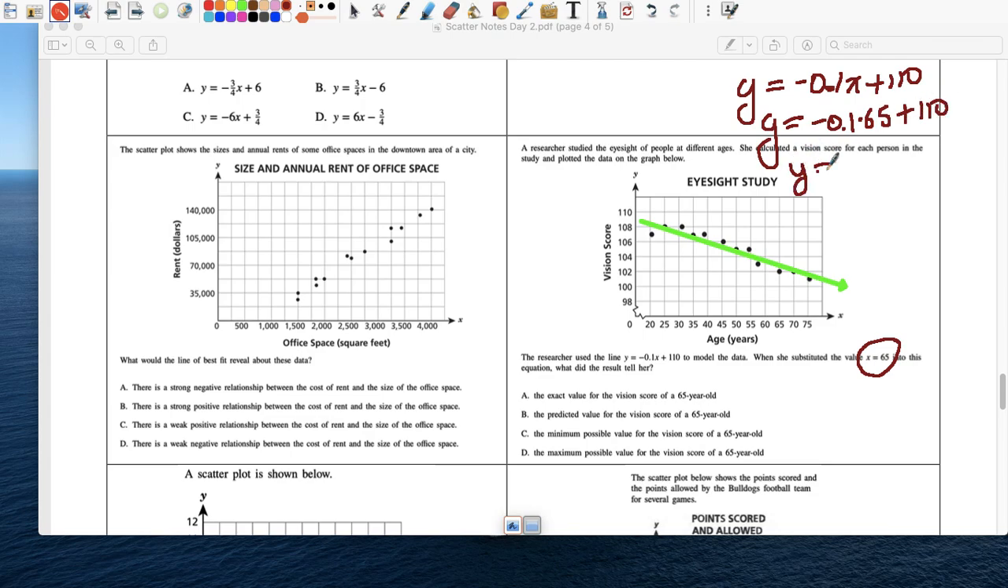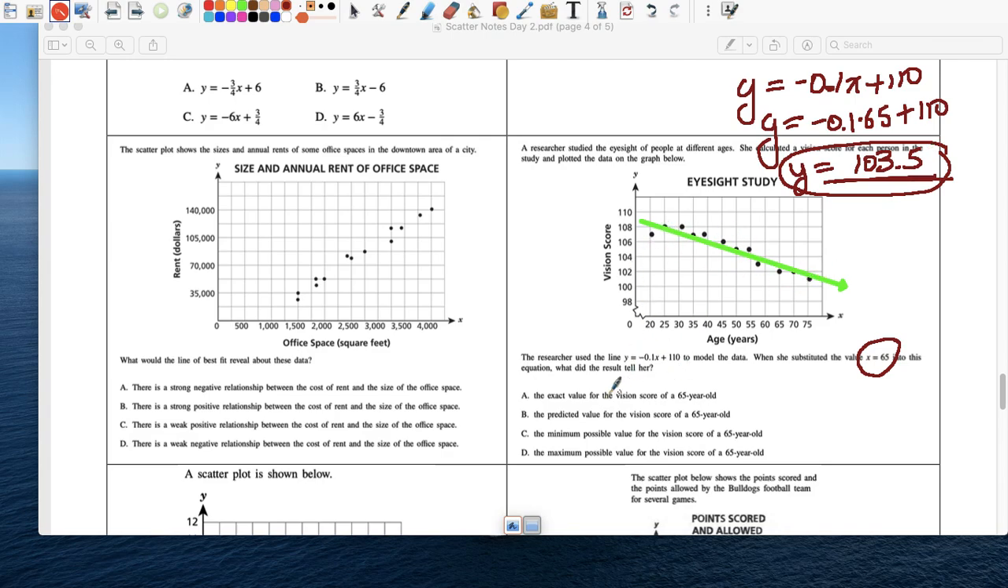So let's see what that equals. Negative 0.1 times 65, enter, plus 1/10 equals 103.5. So I didn't need that. When she substituted the value x equals 65 into the equation, what did the result tell her? The result tells you that at age 65, your predicted vision score, not exact, is going to be around 103.5 based on this study.